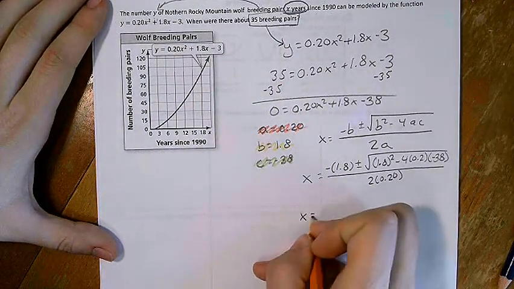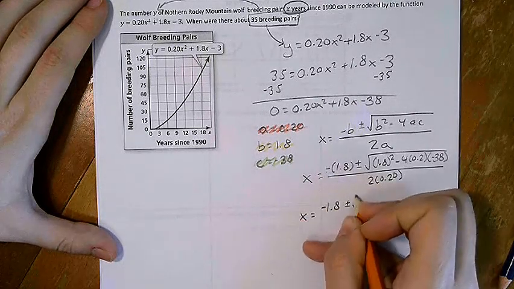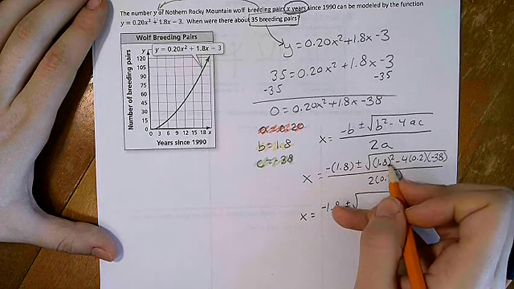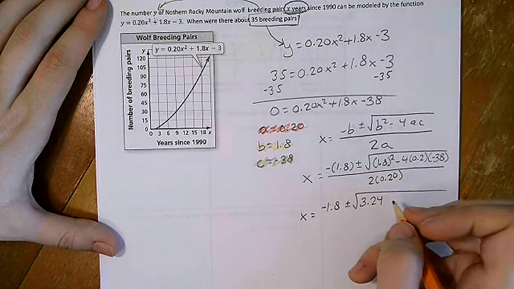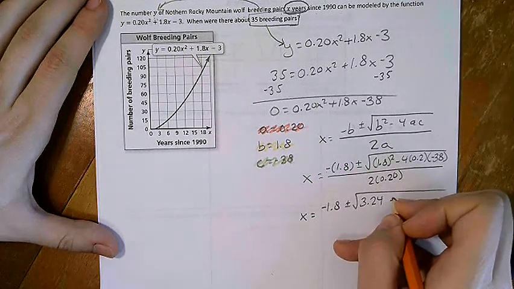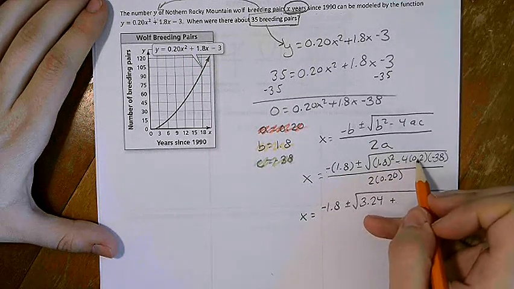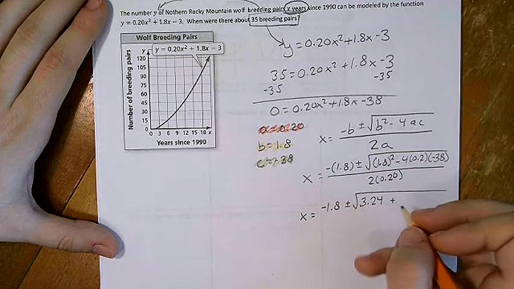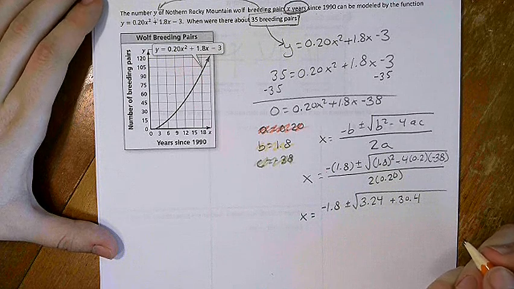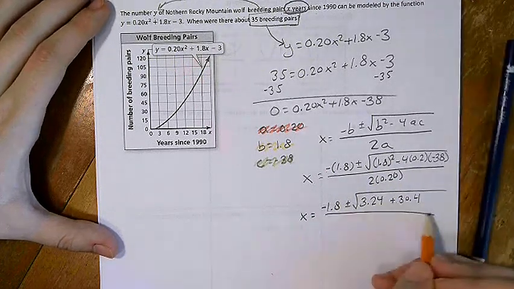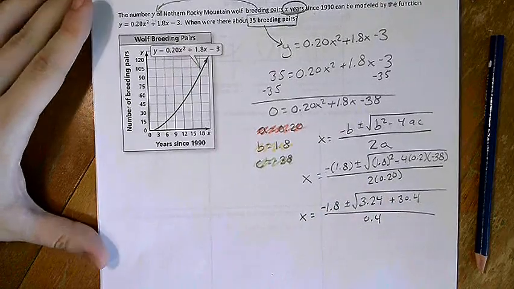So let's simplify. Negative 1.8 is just negative 1.8, plus or minus the square root of 1.8 squared, which gets me 3.24. Plus, because I have a negative times a negative, I get a positive: 4 times 0.2 times 38 gets us a lovely 30.4. And 2 times 0.2 gets us 0.4 in our denominator.